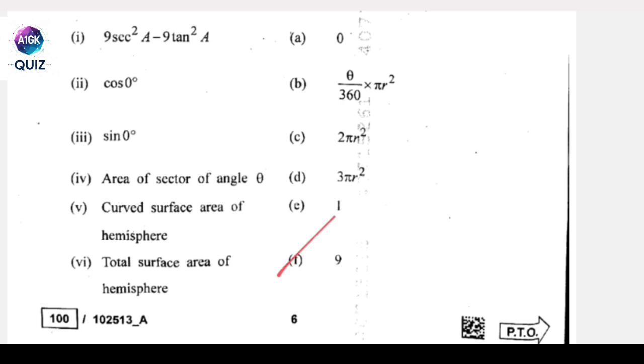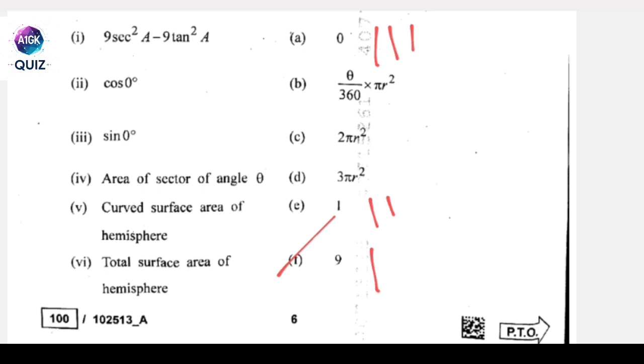Here we get the value as the first option, 9, because when we take 9 common, sec square A minus tan square A's value, by identity, is 1. Cos 0 degree value is always 1. That is the first answer, and that is the second answer. Sin 0 degree is always 0.